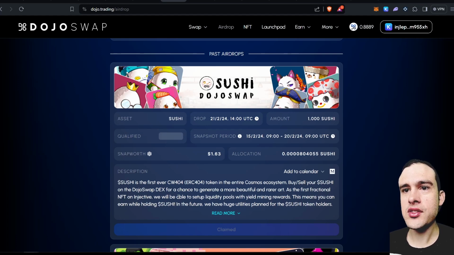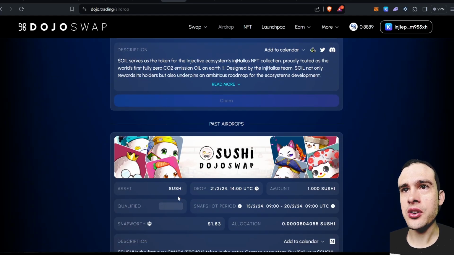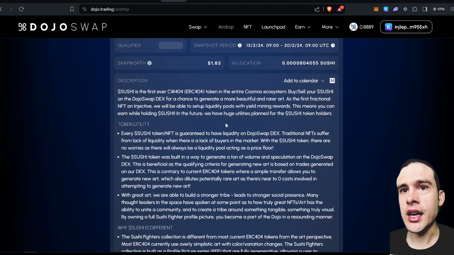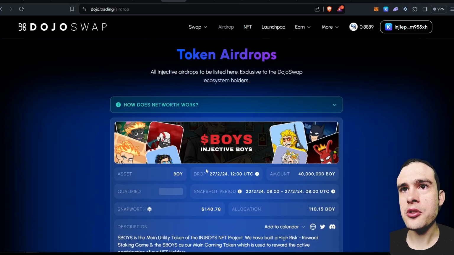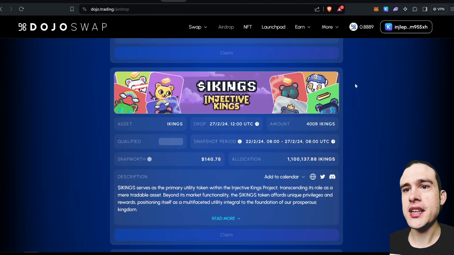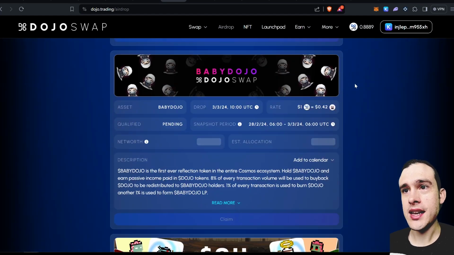Now, these tokens are really, really cool. So not all of them, but I think a lot of them are the CW404 standard, and I will go into more about that in just a second. But it's definitely worth buying and staking Dojo. I mean, the price has been up only, and the reason for that is because of the airdrops and the launch pads. I think they've gone about this in a really innovative way, and they're essentially giving their token an insane amount of value.